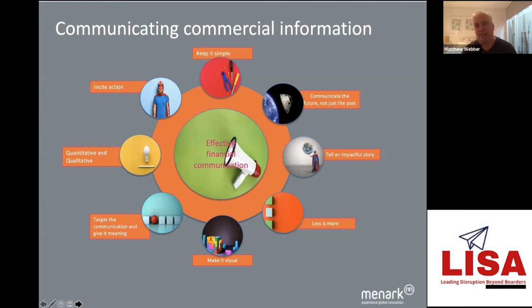The next one is less is more, and that's very much like keeping it simple. We don't have to keep overlaying it with information. Just give people what they need, and of course, make it visual so people can see it. It's a lot nicer to look at, say, a graphic like this than a spreadsheet, and I think your audience would appreciate that even more.